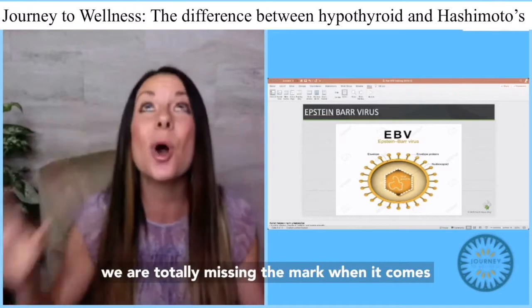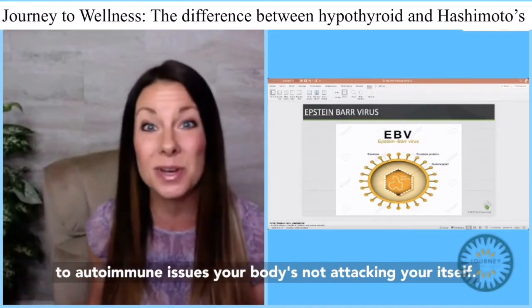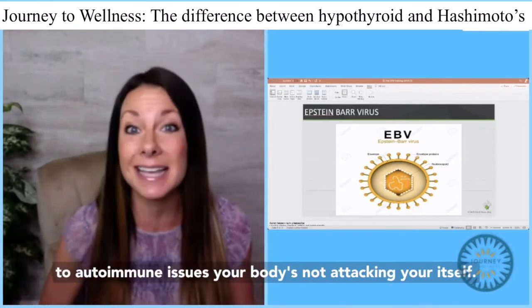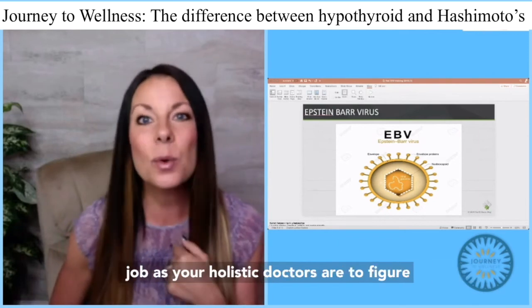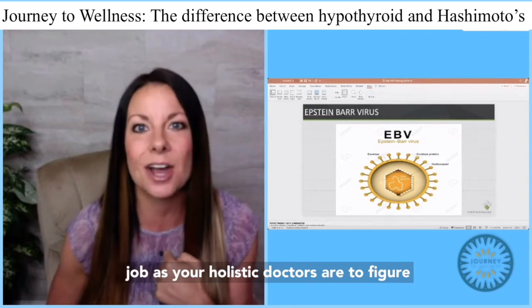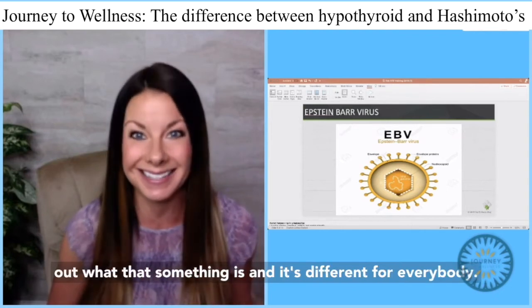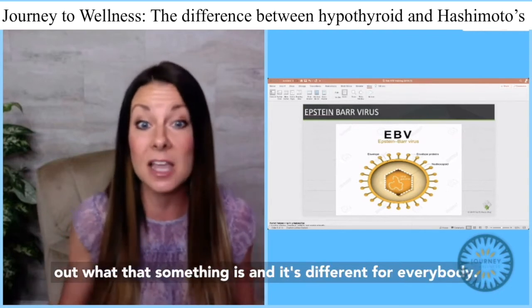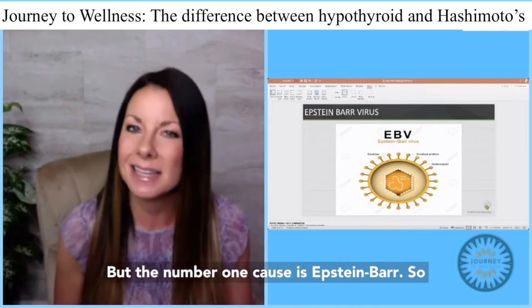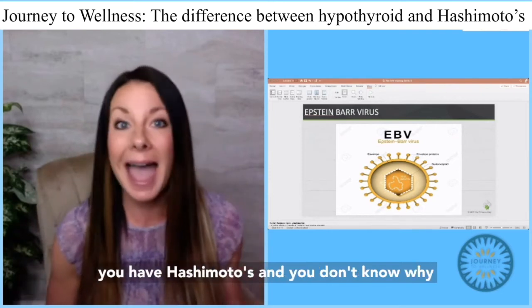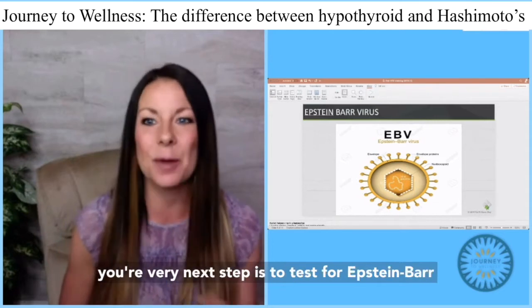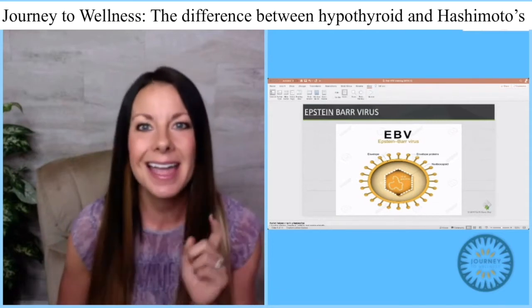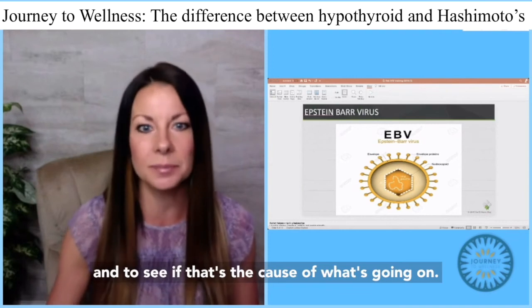This is where we are totally missing the mark when it comes to autoimmune issues. Your body's not attacking itself, your body's attacking something. And our job as your holistic doctors is to figure out what that something is. And it's different for everybody, but the number one cause is Epstein-Barr. So if you have Hashimoto's and you don't know why, your very next step is to test for Epstein-Barr and to see if that's the cause of what's going on.